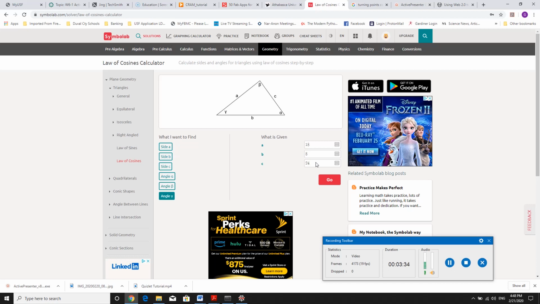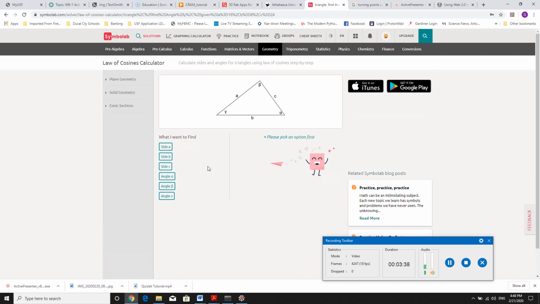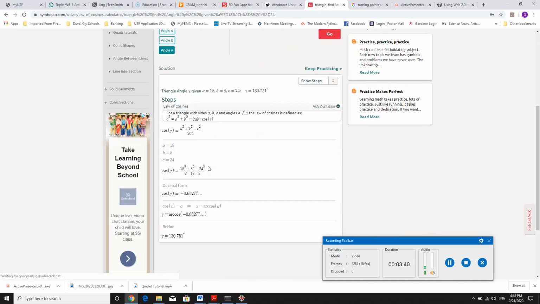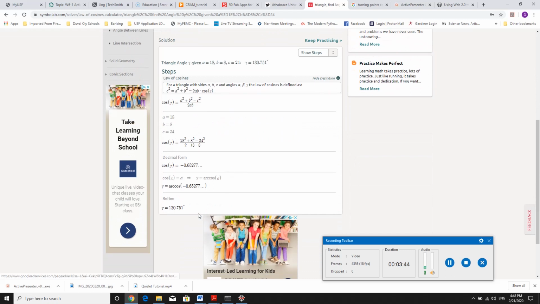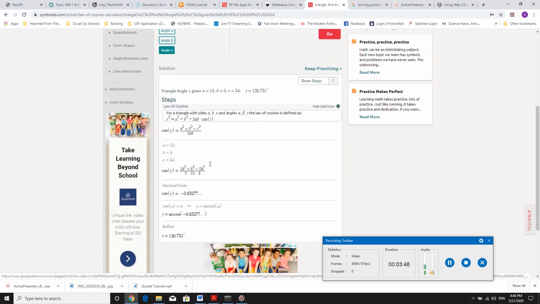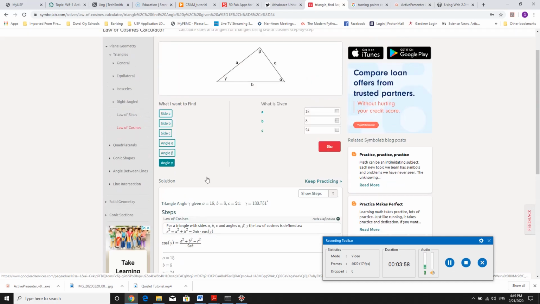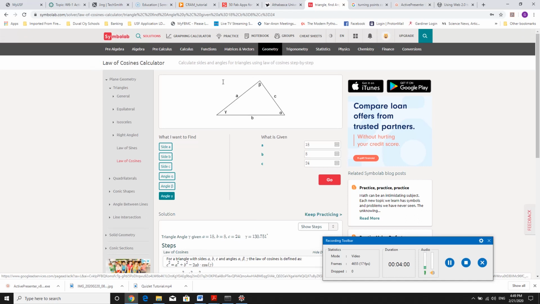it will go through showing how you use the law of cosines to solve for the angles of the triangle. In this case, angle gamma would be 130 after you've rearranged the formula for the law of cosines, which is demonstrated right here. And then you've rearranged it, you've input A, B, and C, taken the inverse cosine, and gotten the degree measurement of angle gamma in the triangle.